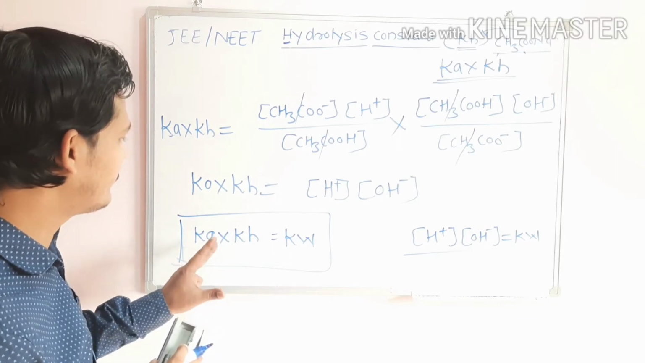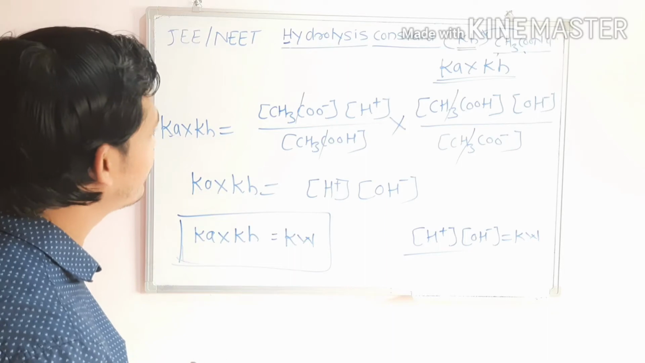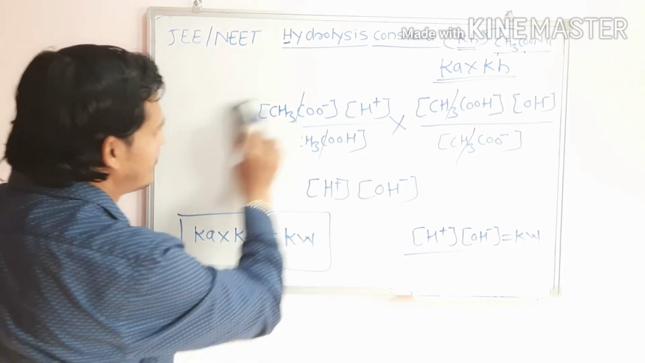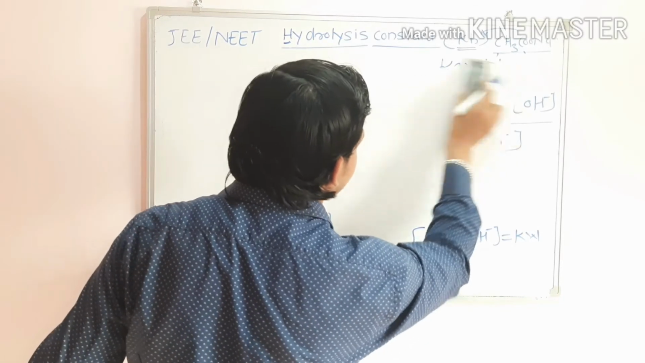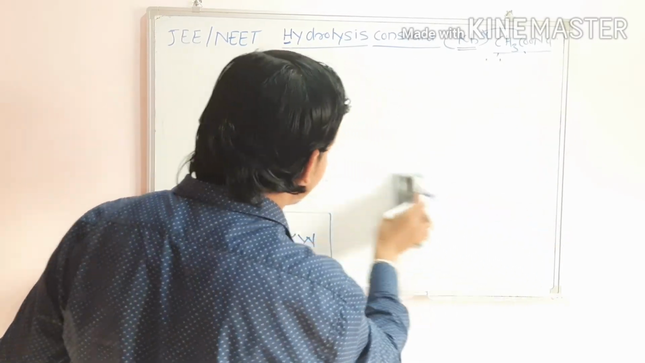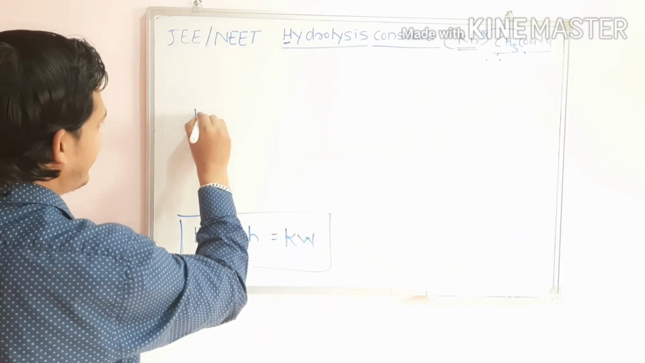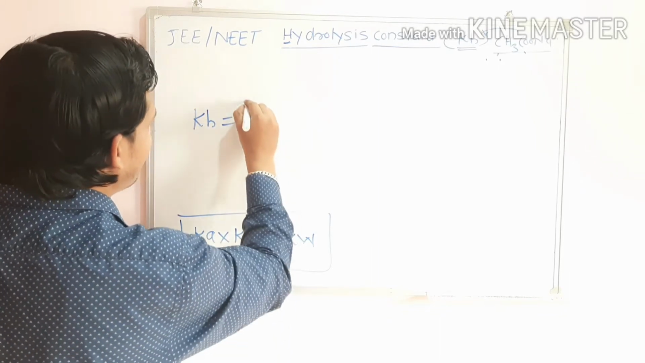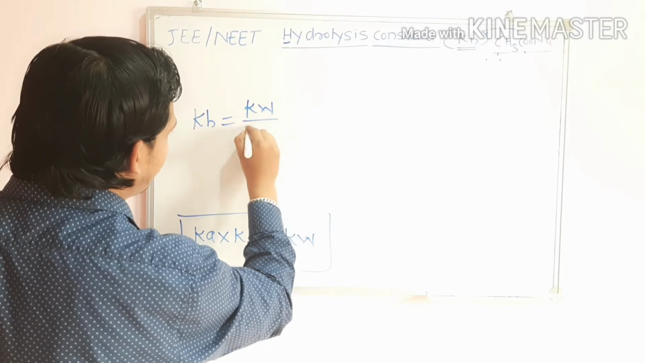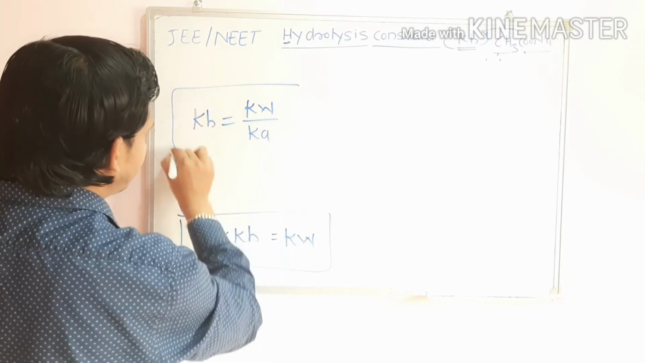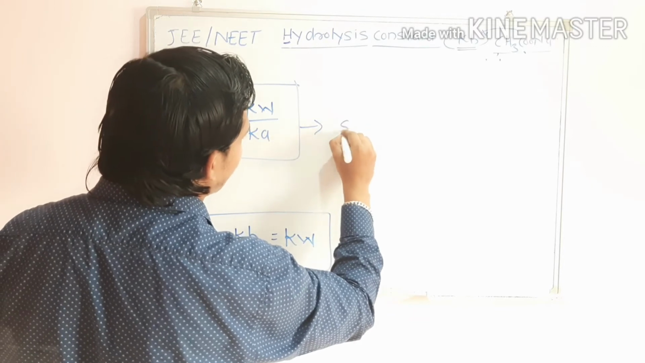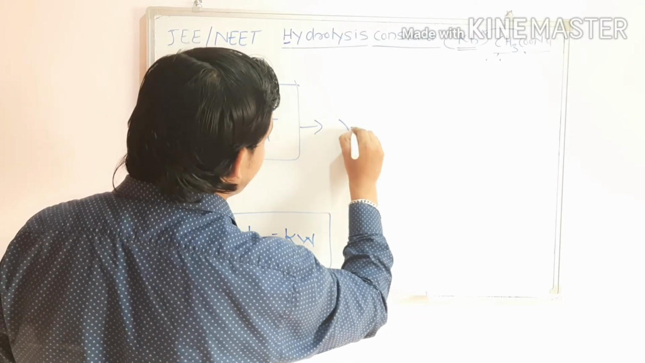Okay, this is our first equation, the hydrolysis constant, where we have to find KH. So what is the value of KH? We have to find KH, right? So KH is equal to Kw upon Ka. This is our first equation regarding the salt of a weak acid.